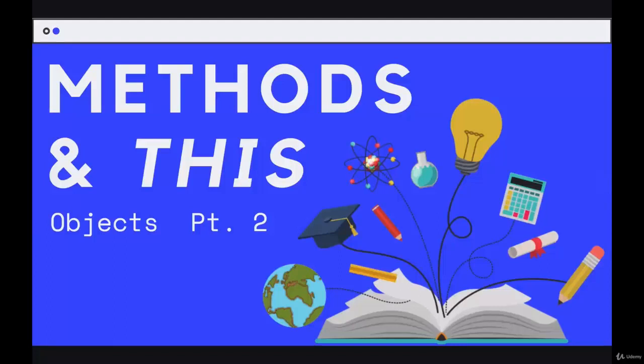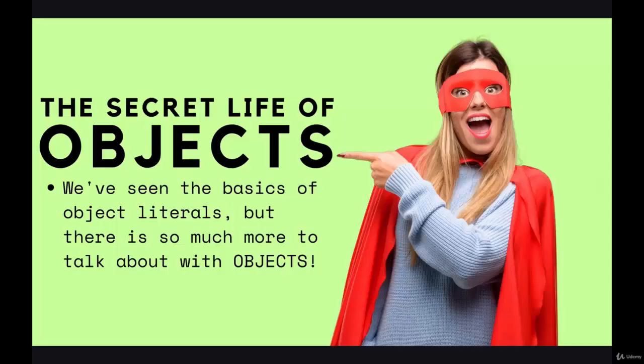Hey, welcome everyone. In this section, we're revisiting our good friend, the object. So there's a lot more to talk about with objects than what we've seen so far. Object literals are useful to store key value pairs, like we've been using them, to store arrays or numbers or strings, or even other objects. But there's much more to talk about with objects.